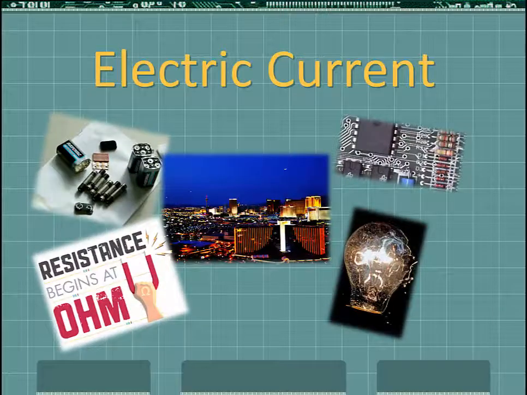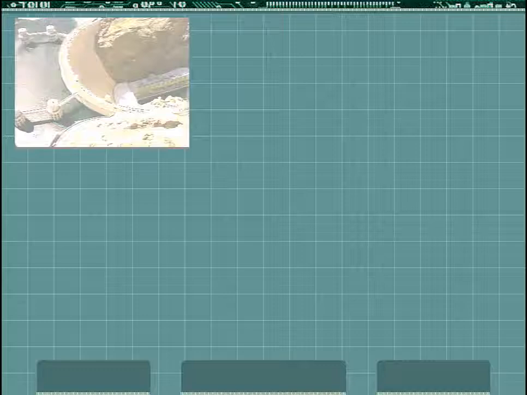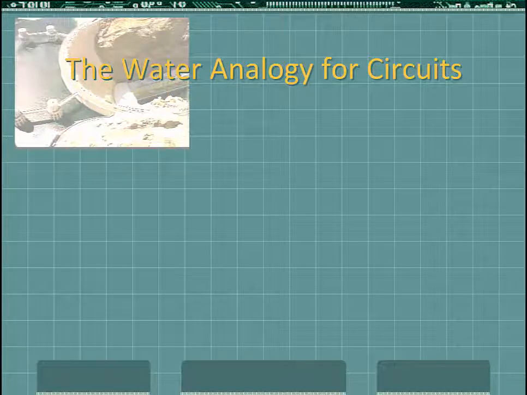Today we're looking at electric current. Being able to control the flow of charge has revolutionized our lives, from lighting our cities, to powering our factories, to driving the information revolution with computer chips and semiconductors. Understanding electric current is fundamental to modern life. So let's dive in. First, we're going to use the water analogy to help us understand circuits.